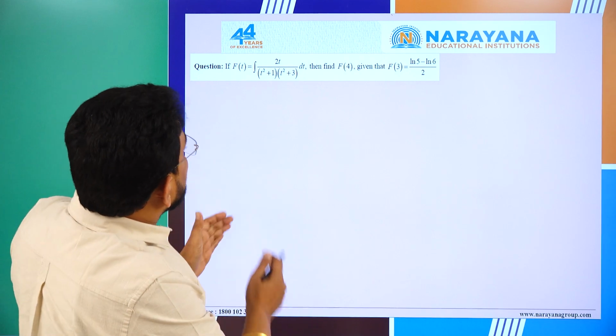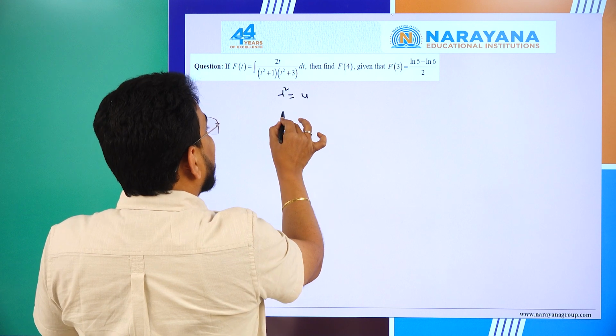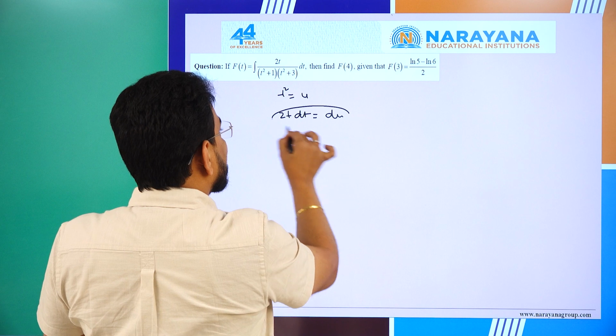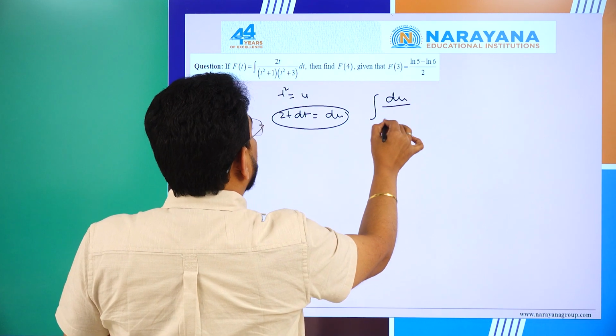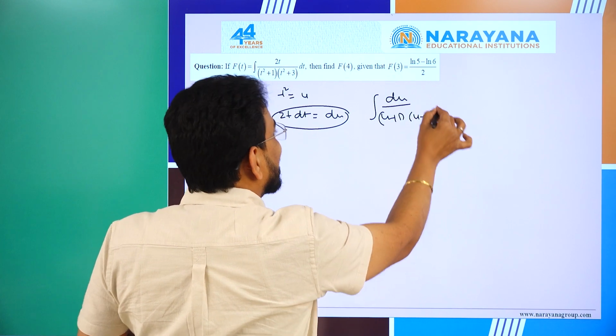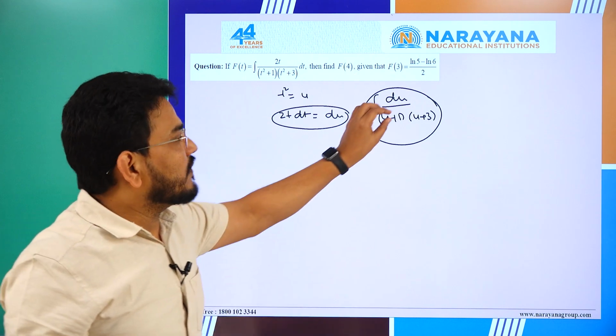When you look at this question straight away, you will say let t square is equal to u, therefore 2t dt is equal to du, you can write. So directly this will be integral of du by u plus 1 into u plus 3. Here you need the partial fraction. How you are defining this?